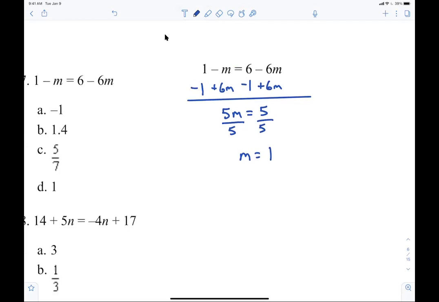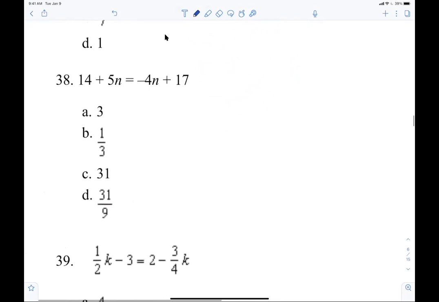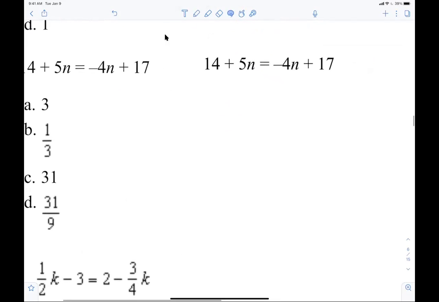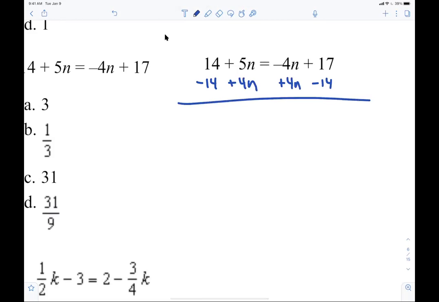All right, here we go. 38, same thing. Variables on both sides. 39 is the one that's good because it's got fractions. So let's go with 38. Let's make sure we're right here. Minus 14 plus 4n gives me 9n equals 3. Thank you.